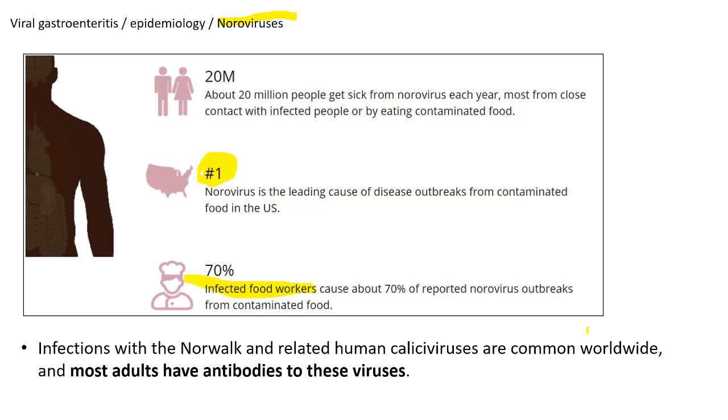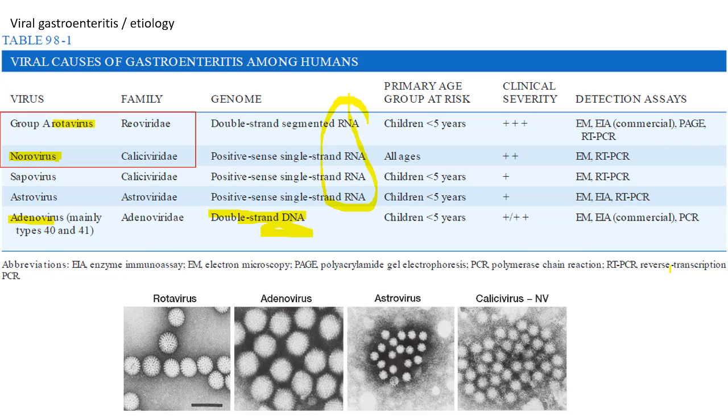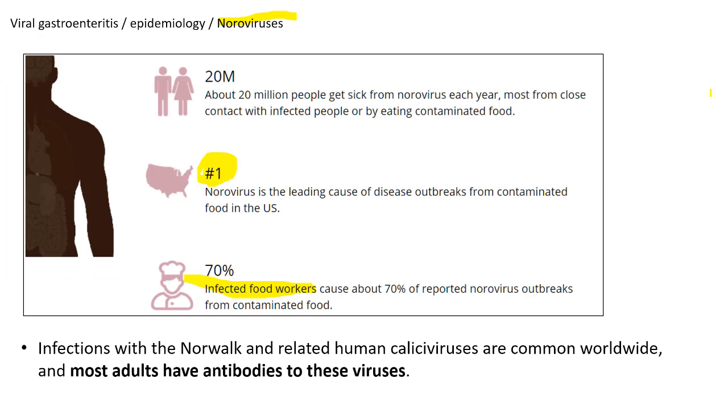Now, as you can see, due to the large number of infections that happen each year, most adults worldwide have antibodies to these viruses. So after you get the infection, you start to develop antibodies against those noroviruses.